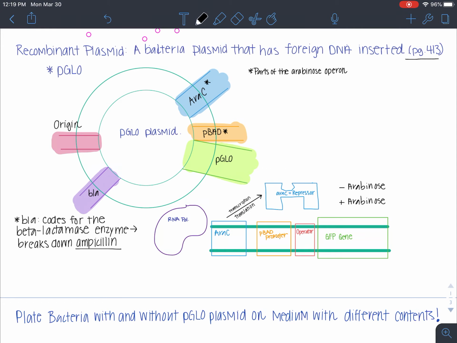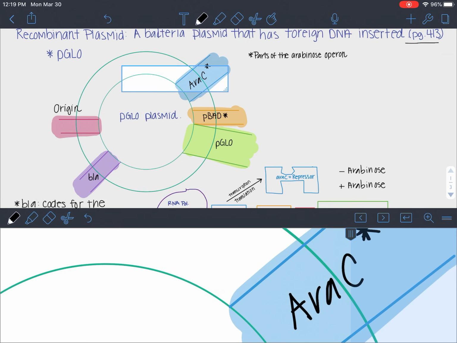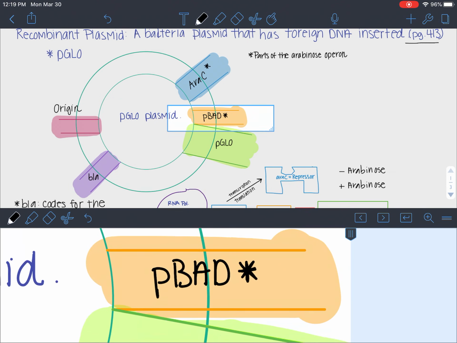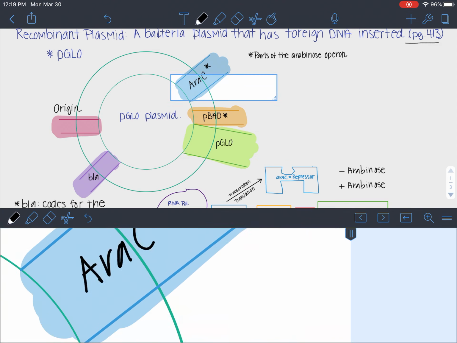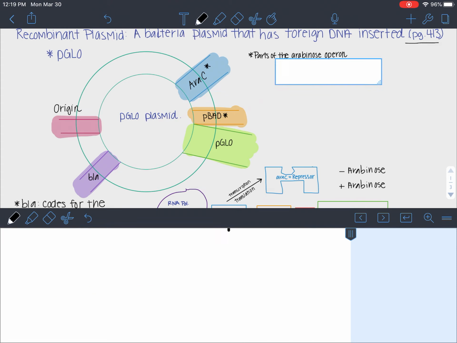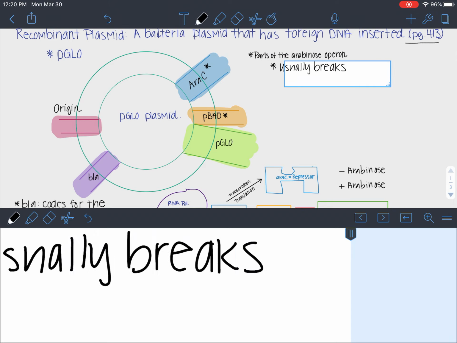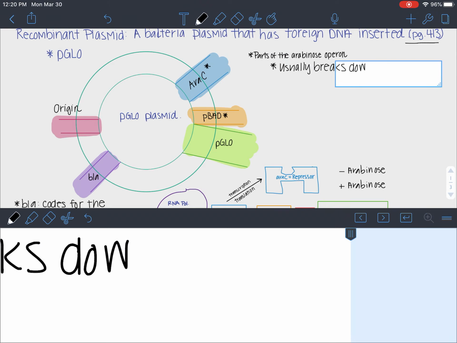Now, the other things that we've inserted onto our plasmid are going to be the ARAC gene, the pBAD gene, and then the pGLO gene. Now, the ARAC gene and the pBAD gene, those are both parts of the arabinose operon, okay? And if you remember your operons, this is very similar to our lac operon. Now, what this does is it usually is going to be involved in the breakdown of arabinose sugar.